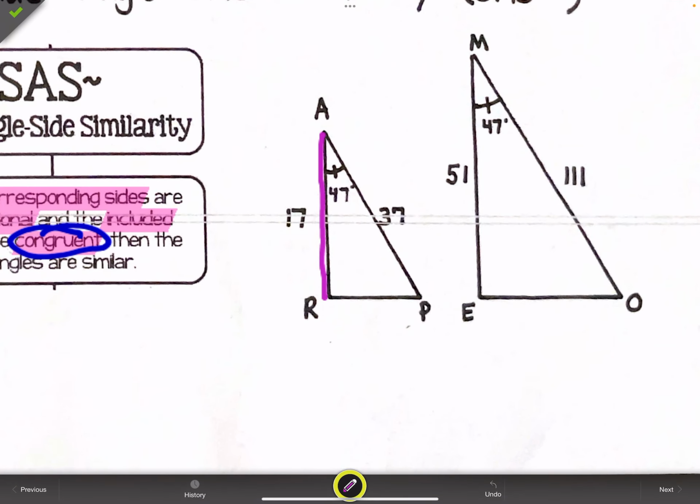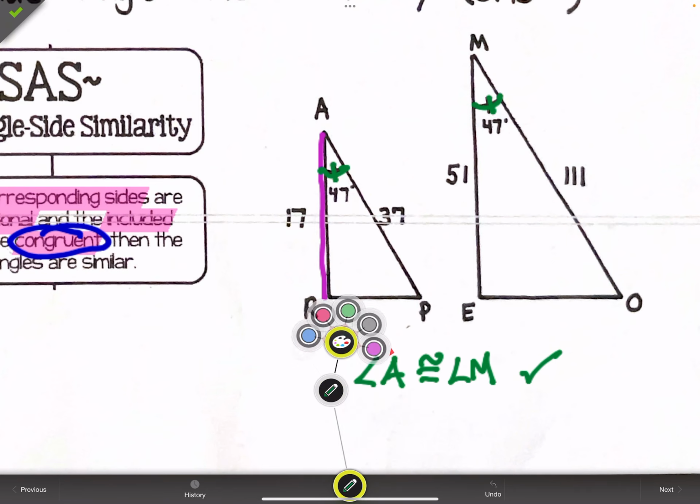But you have to check the sides, not the angles, because I look at the angles and go, this is 47, this is 47. They are congruent. That's all you need to verify. Angle A is congruent to angle M. That's all you have to verify, either by the markings or the numbers. So check. Yes, there's your pair of angles. You're not going to put the 47 in a fraction because you're not checking to see if they're proportional. You're checking to see if they are congruent, which obviously they are.